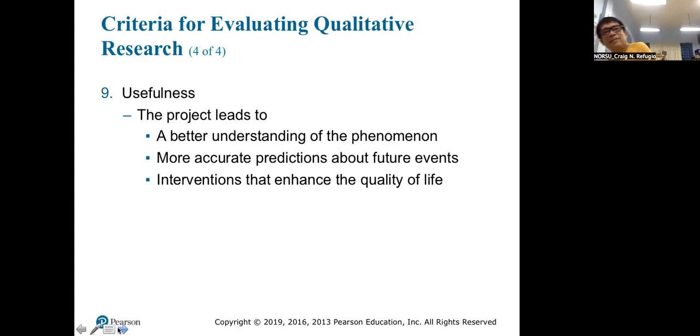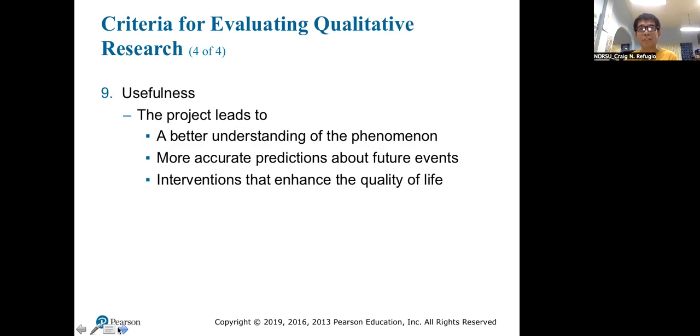Usefulness. The project leads to a better understanding of the phenomenon, more accurate predictions about future events, and interventions that enhance the quality of life. Understanding of the phenomenon could be an example: after completing the study, there would be better understanding about the phenomenon. Before the research, the phenomenon is not well understood. There's confusion about the phenomenon. But after the research process, there's a better understanding of the phenomenon.